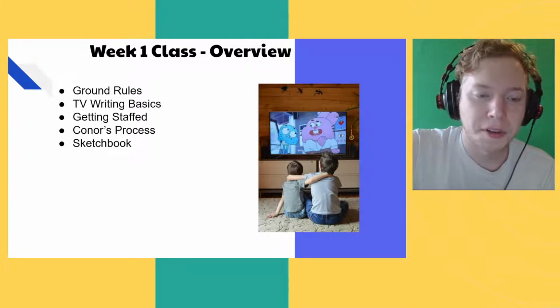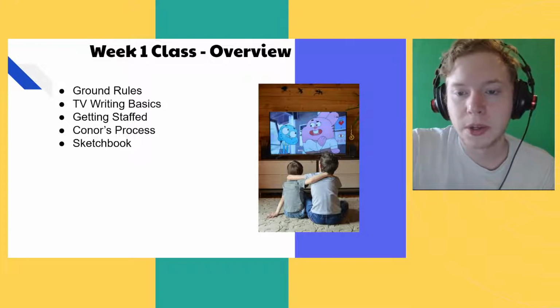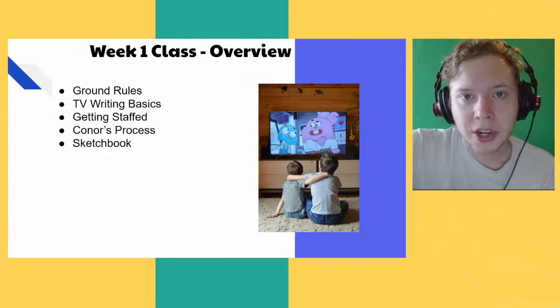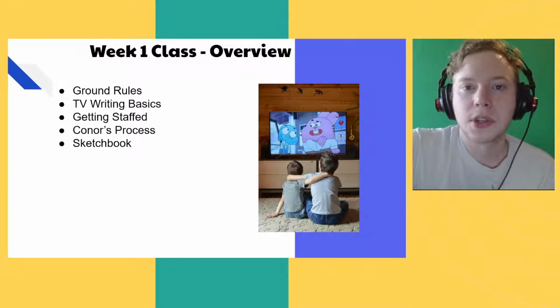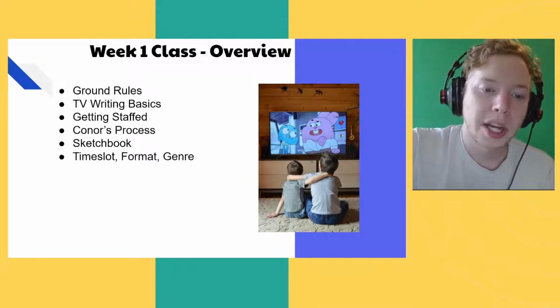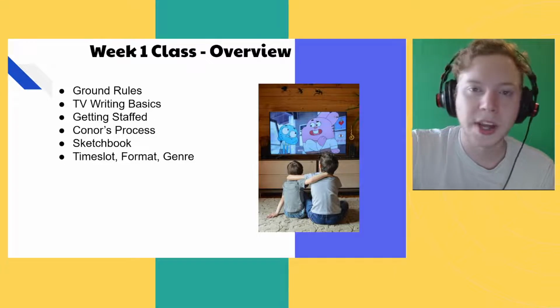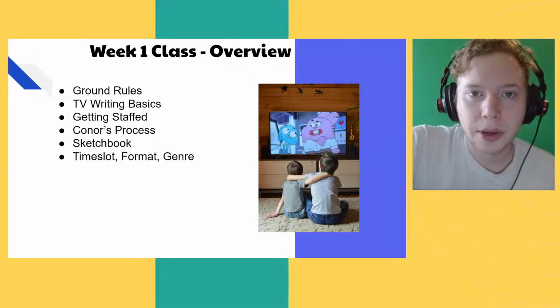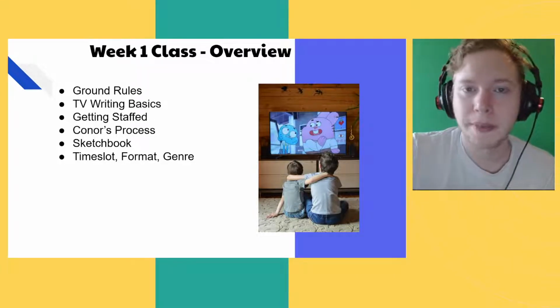My process overview and Sketchbook, which is the thing that you will be starting on today, which is, again, just sort of, there's no wrong answers. It's just an unsorted list of all of the ideas that you have for a project. We'll look at time slot, format, and genre, which you should be deciding around the same time that you were deciding what your title and logline are, so it's one of these really basic things.